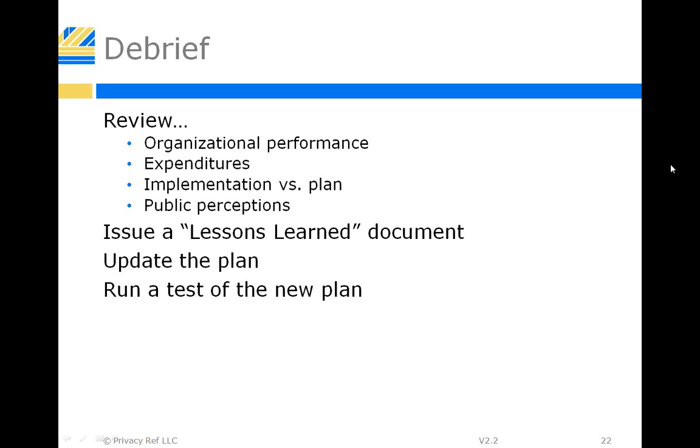You want to compare how things were implemented, how things were done versus what the plan says, and of course, getting back to the journalists and bloggers, what the public perceptions were. There should always be a lessons learned document. This is what we saw, this is what we did, this is what we could have done better the next time. And then based on that, go back and update the plan and run a test of the new plan. Because you're always going to learn something each time an event like this occurs.